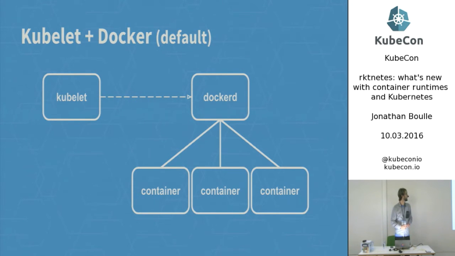But basically, this is a pretty high-level overview of what it looks like for a standard Kubernetes node where the kubelet is talking to Docker to run containers. So the kubelet just talks to Docker over its standard API, and then Docker is responsible for actually starting up the individual containers.